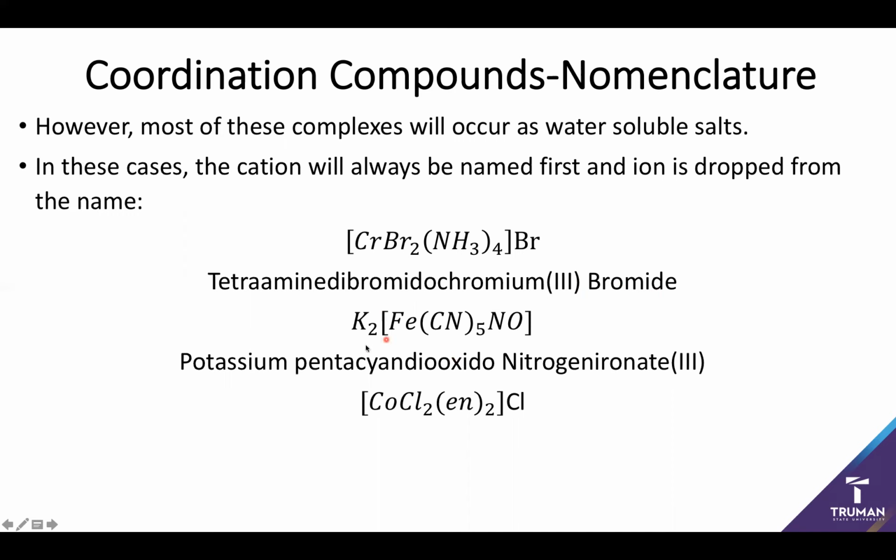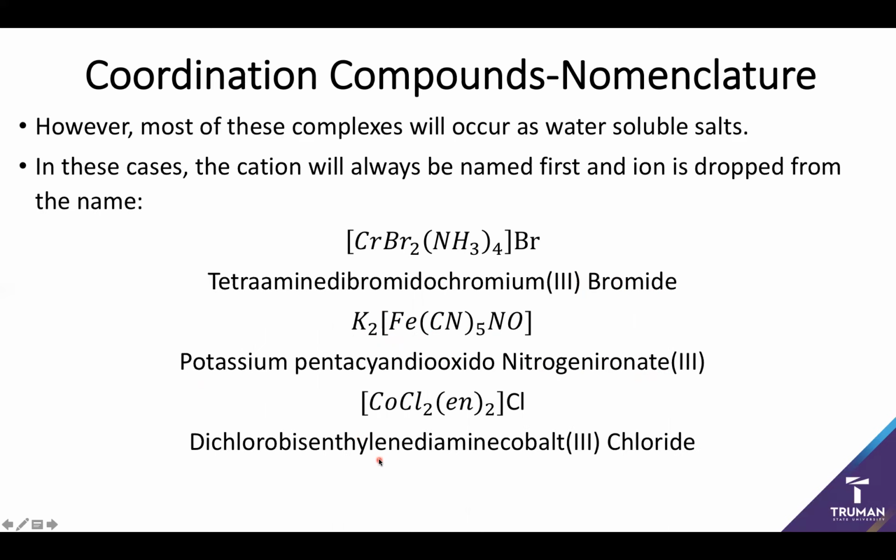Now for the potassium complex, potassium is the cation, so it goes first. Then we go ahead and name the system: pentacyanido oxidonitrogen ferrate(III). Again, with the -ate denoting that this is going to be my anion, while potassium is going to be my cation. Now to finish up, we've got dichlorido bis(ethylenediamine) cobalt(III) chloride. So bringing it all together, we should be able to both name coordination compounds based on their structures, and if we get the name, be able to interpret what we're looking at.